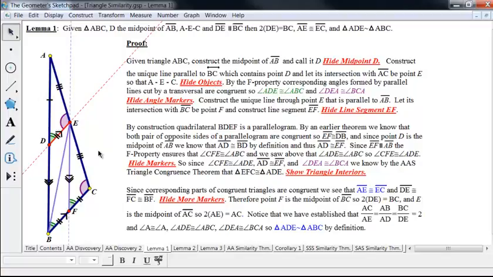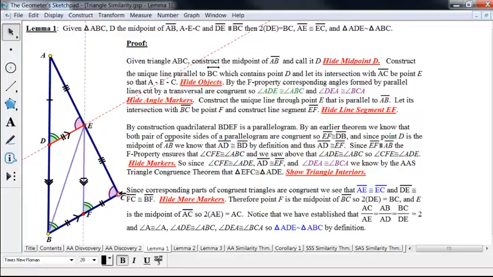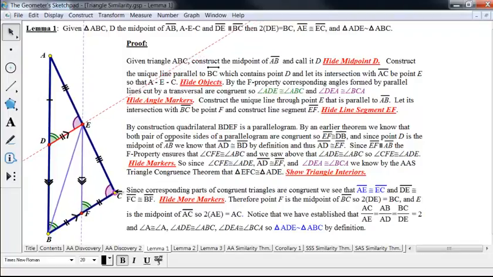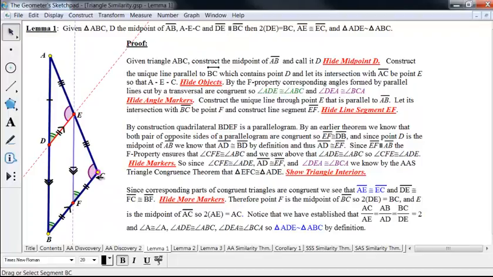And now we actually are going to have 4 triangles here of equal areas. Not necessarily congruent triangles, but 4 triangles with equal areas there. Okay, so we have proved lemma 1.